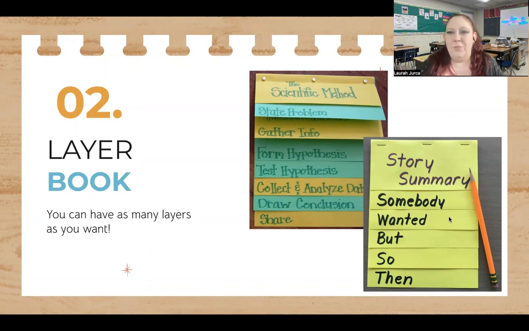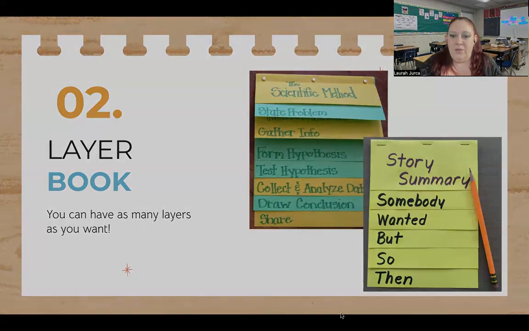All you do is add a new page for each two new layers that you want to have. Here are some examples you can see with the scientific method. This flip book, they write inside what happens during each step of the scientific method. And the other one on the right is a story summary using the somebody wanted but so then strategy. Again, there's of course lots of different things you can do with this in all the different content areas. So let's take a moment and look at how we can create this.